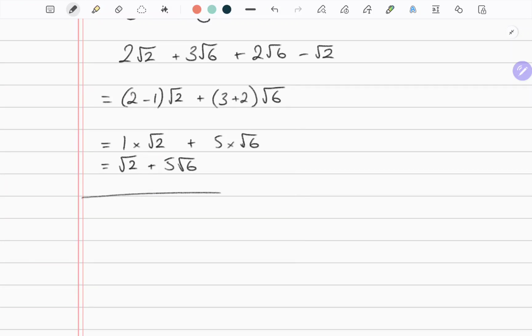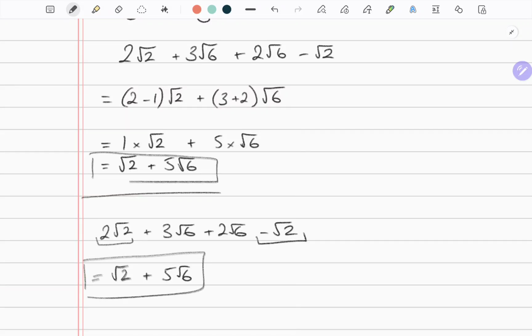However, you can do it another way. Let's write it out. It's 2 square root 2 plus 3 square root 6 plus 2 square root 6 minus square root 2. A bit of a simpler way here: you could say that you've got this 2 square root 2 minus a square root 2 is simply a square root 2. And then you've got a 3 square root 6 plus a 2 square root 6. Well, 3 plus 2 is 5, so quite simply, plus your 5 square root 6. That's a much simpler way. I just wanted to show you how you would factorise it as well. So we're left with the same answer as we are here.